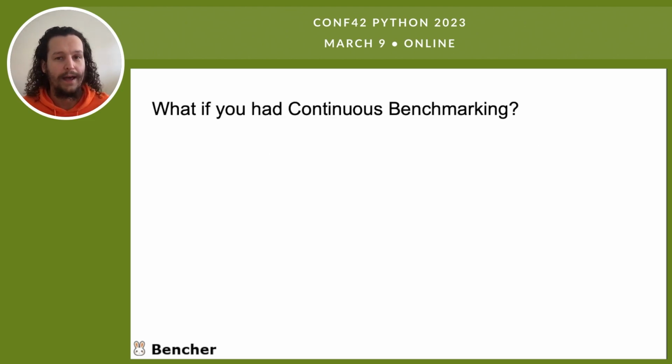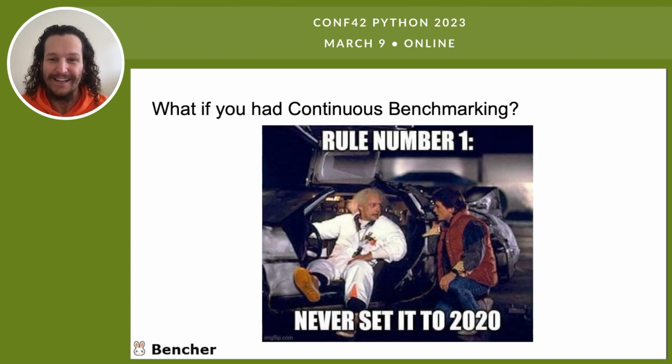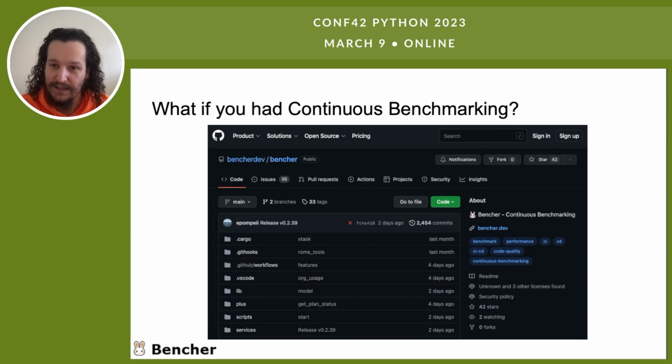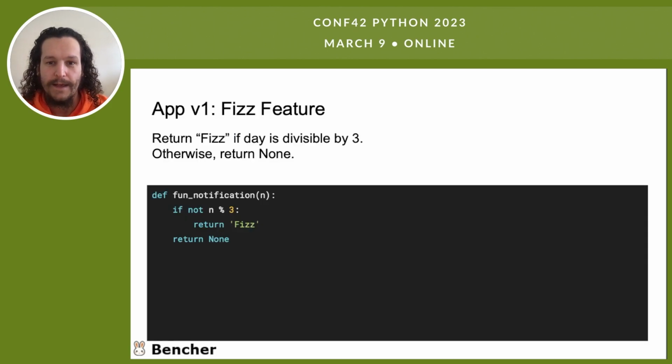So what if we had continuous benchmarking? What if I had continuous benchmarking when I was doing my calendar API, right? So rule number one, let's go time travel back, but yeah, don't set it to 2020. And so this is Bencher. It's the GitHub repo of the open source tool. And so as we time travel back here with my calendar app, and I'm at that first version with the Fizz feature, right? What would this have looked like?